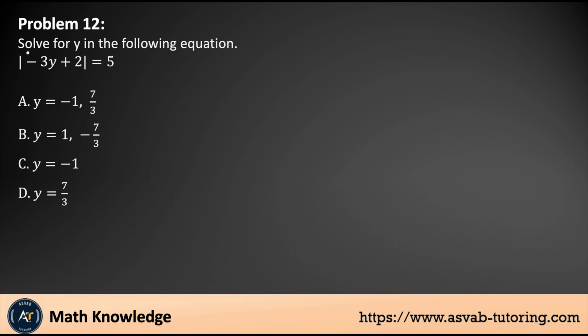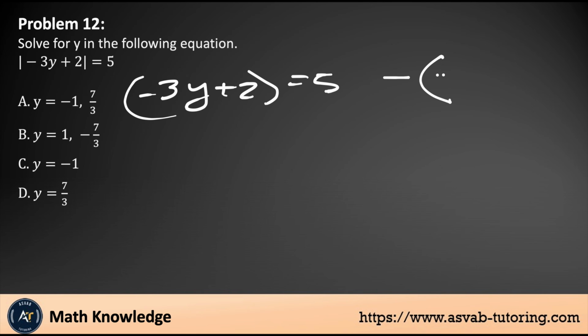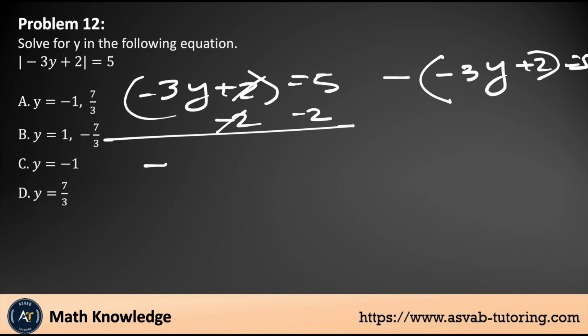Problem number 12, solve for the following equation. So this is an absolute value type of problem. If you want to solve that, you have to do two cases, one for positive, another for the negative. So let's set it up for two different parts. So let's do first the positive, 3y plus 2 equal to 5, and then the other is the negative case. So negative 3y plus 2 equal to 5. So if you do that, subtract both sides by 2, so that cancels. So that gives you negative 3y equal to 3, and then y equal to negative 1, right?